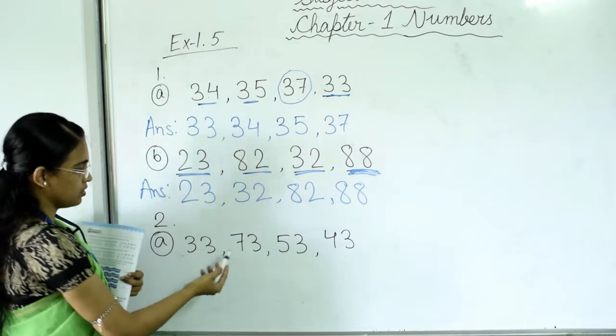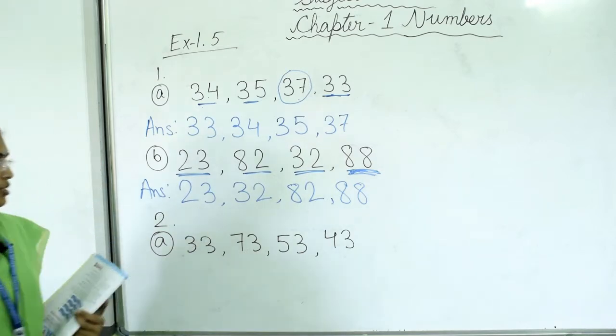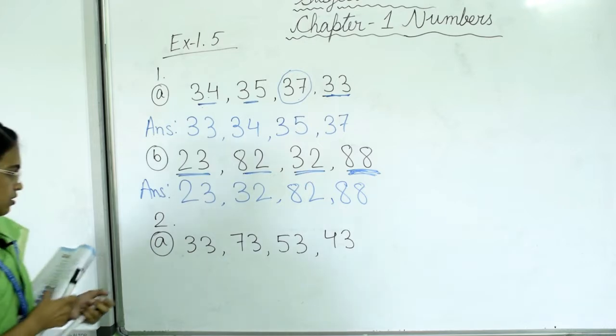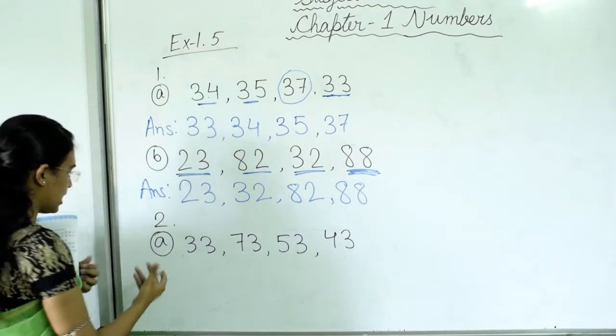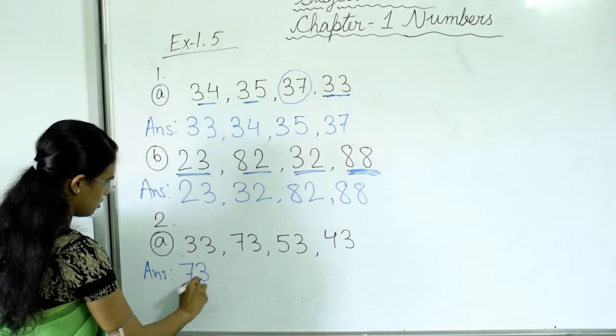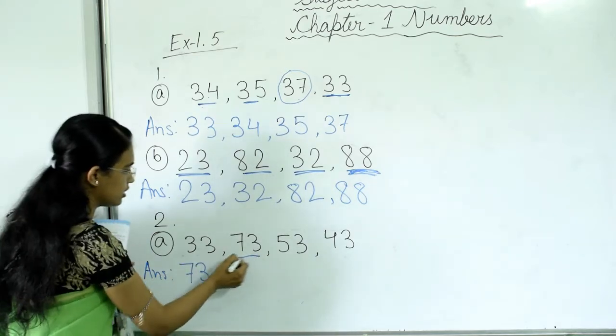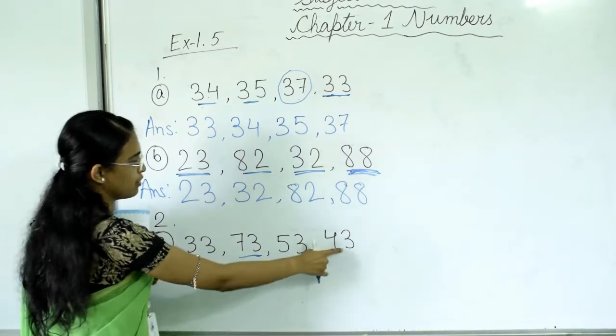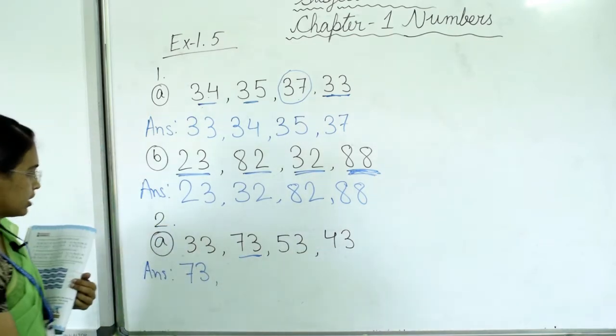33? No. 73. Among these 4 numbers, 73 is the biggest number, right? So we have to write 73 at first. Then which one? 73 we have already written. Then 33, 53 and 43. Which one is the second biggest number?